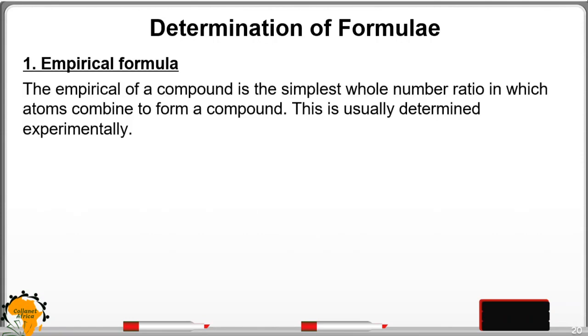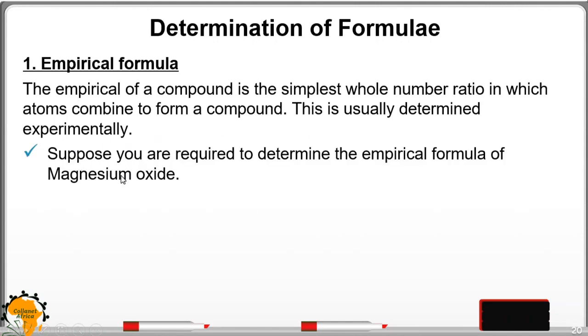Under this, we are going to use two methods. One is empirical formula and the other one is molecular formula. For the empirical formula, we are going first of all to define what it is, which is the simplest whole number ratio in which atoms combine to form a compound. And this one is usually done experimentally.